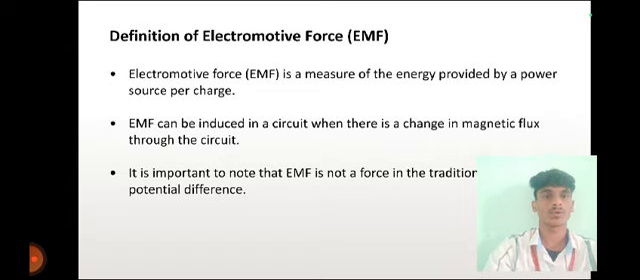Definition of electromotive force. Electromotive force is a measure of the energy provided by a power source per charge. EMF can be induced in a circuit when there is a change in magnetic flux through the circuit. It is important to note that EMF is not a force in the traditional sense, but a potential difference.